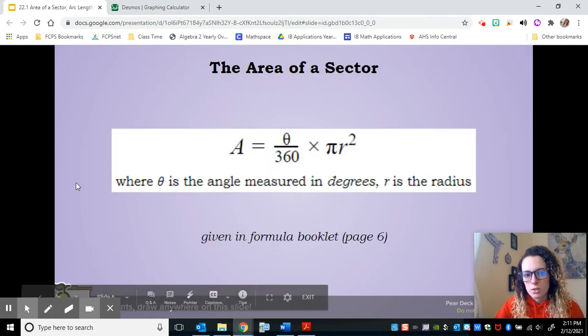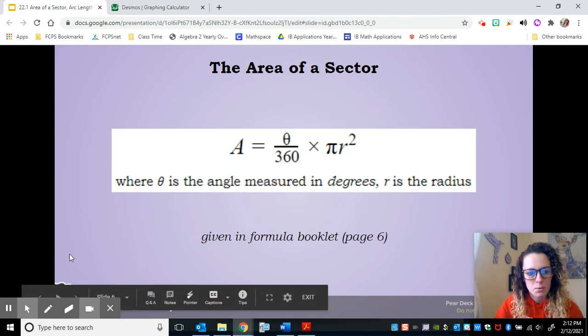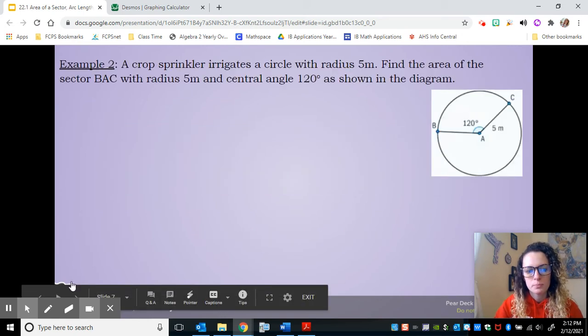All right, the area of a sector. Again, the formula is given to you in the formula booklet, same page. The area equals the angle divided by 360, when the angle is given in degrees, times pi r squared. If you notice, the length of the arc uses part of the circumference formula, and this one uses the area formula. They just both have the theta divided by 360. So just to connect those two, but obviously we give this to you so you don't have to memorize it. Well, let's use it in an example.